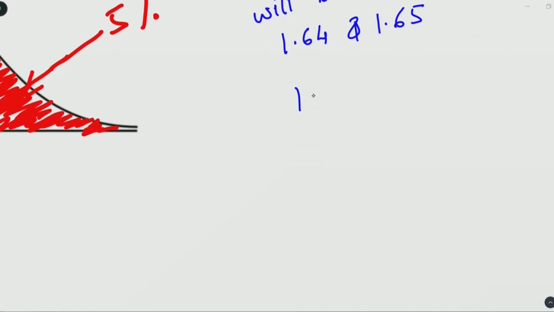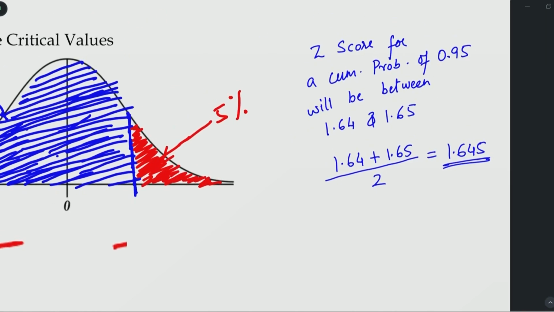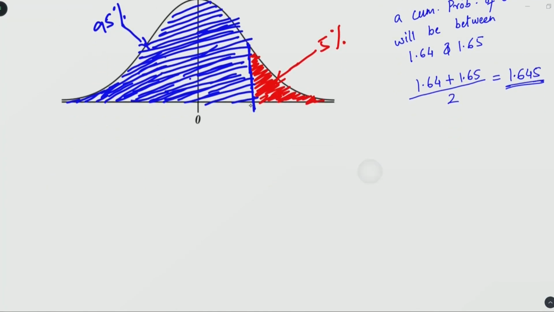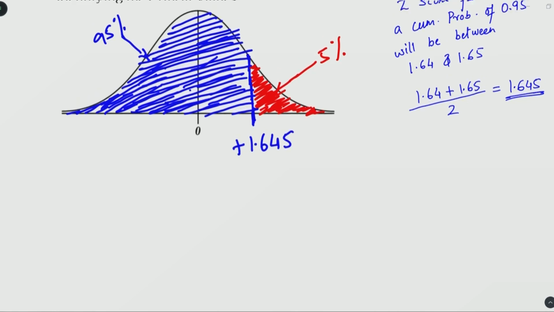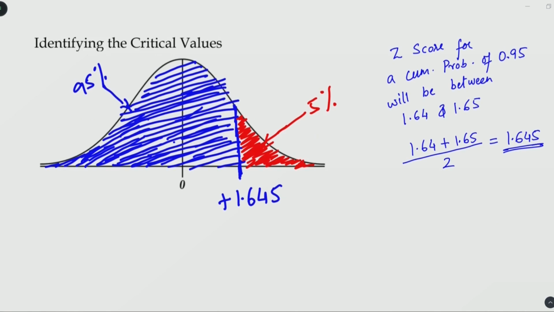So how do you compute it? You can take 1.64 plus 1.65 divided by 2, because it is exactly between these two. What you get is 1.645. So the calculation goes this way. Over here we will mention that this particular Z score marking will be positive 1.645. So if you want, for your reference, you may quickly take note of the same. And then we get back to our solution.